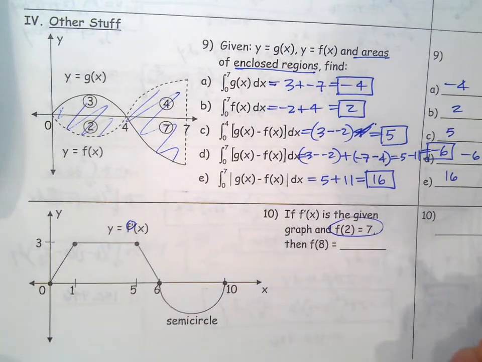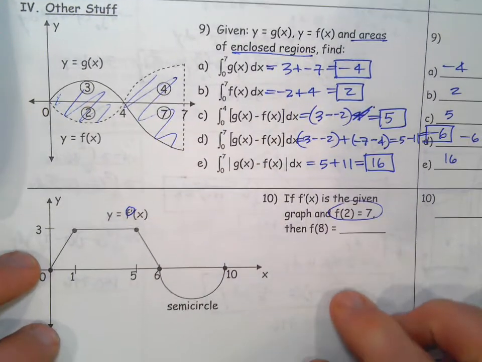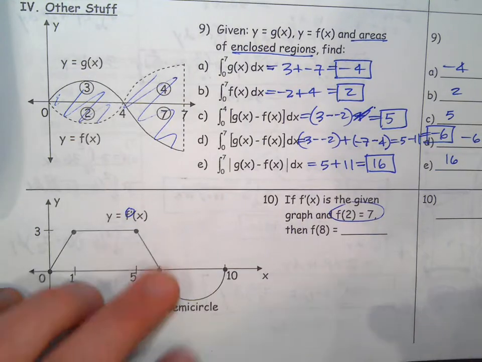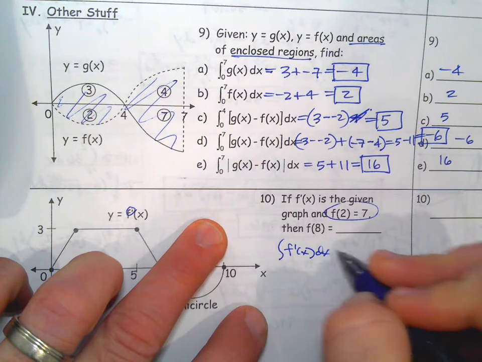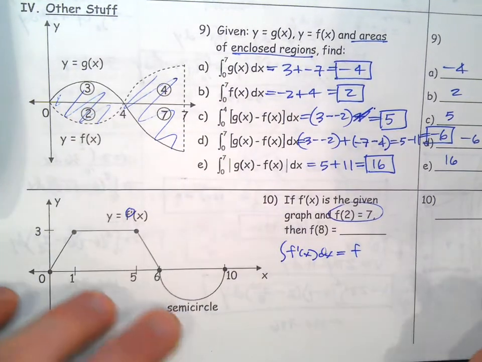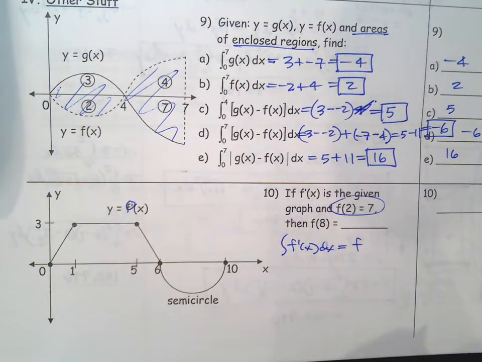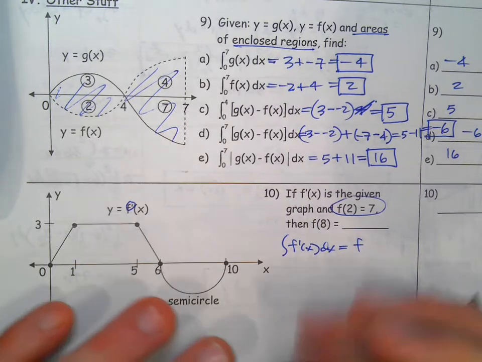All right, this one, you're given the graph of f prime and given a value at 2. Oh, yeah, we've done these a lot, right? Fundamental theorem of calculus part 1. If you integrate f prime, you're going to get f. That's a basic, easy, really important idea, but very simple idea in calculus. And that's what we're using right here.